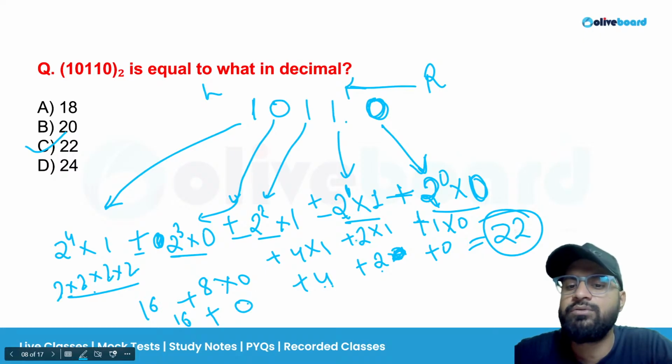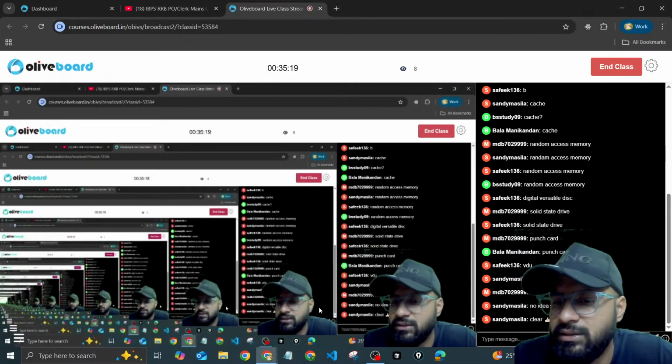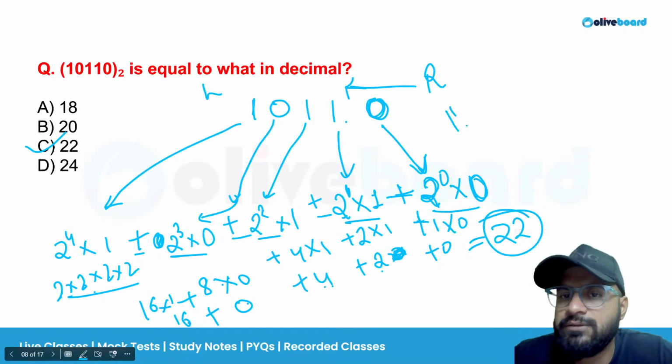If you do 1 into 0, it will be 0 here. And 4 into 1, 4. 2 into 1, 4. 16 into 1, it will be 16. So this is your 22. I hope that clears here. Is it clear for all the students?